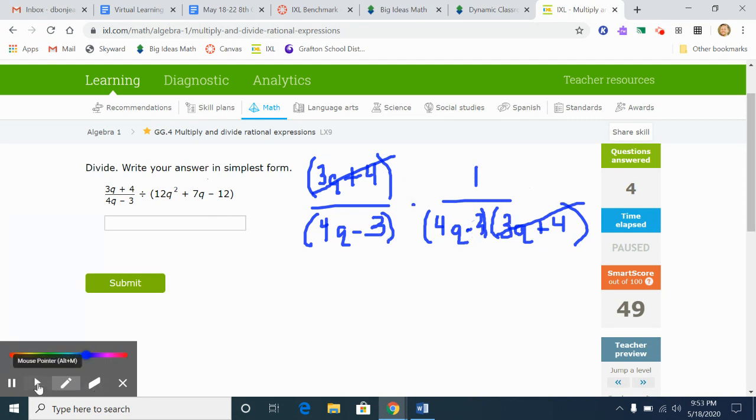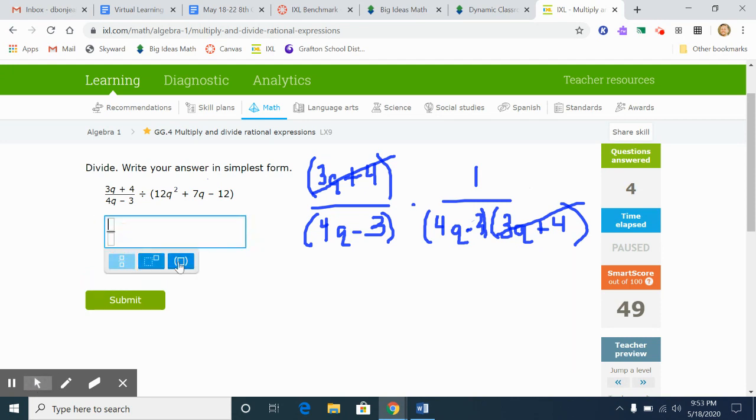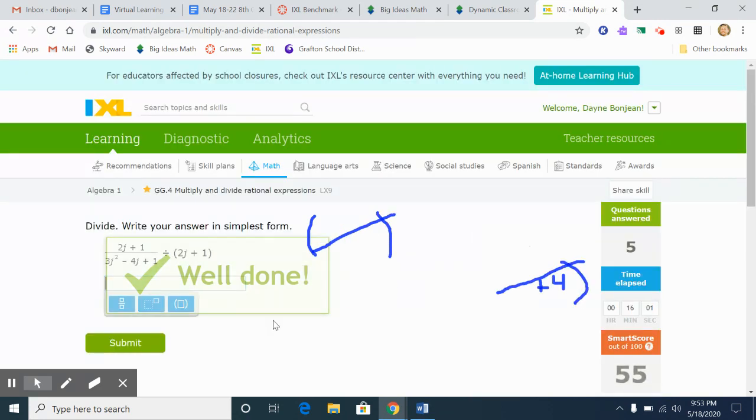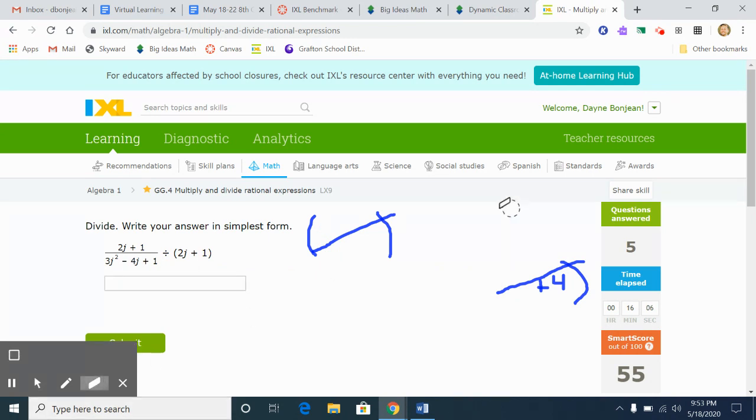I'm left with a 1 on the top. So here's my answer, finally. 1 on the top, and then 4q minus 3 right next to the other 4q minus 3. Let's make sure our work is right. Okay, and let's submit this, and boom. All right, so hopefully that made sense.